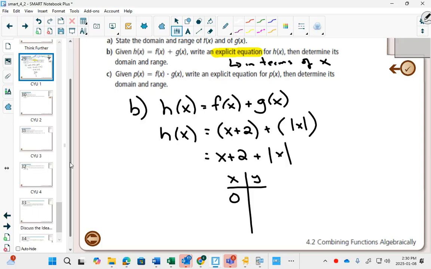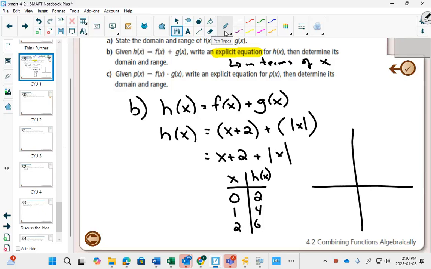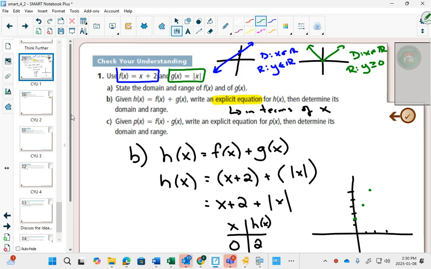Well, my h of x, I guess I could write h of x here. If I plug in 0, I would get 2. If I plug in 1, I would get 4. If I plug in 2, I would get 6. And we can get a sense of what's happening to this graph. 0 and 2, 1 and 4, 2 and 6. We've got those 3 points. And that probably makes sense that if you added this straight line to this straight line, you would end up with this straight line. Question?